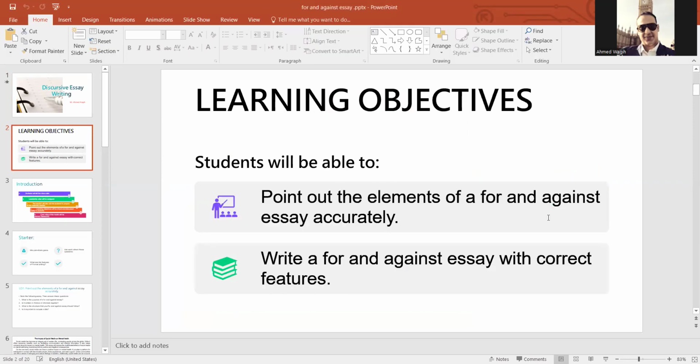We're going to point out the elements of for and against essays correctly, and we're going to write a for and against essay with correct features. Actually, you're going to write it in a Google form. I'm going to attach a Google form and you need to write it and submit your assignment.